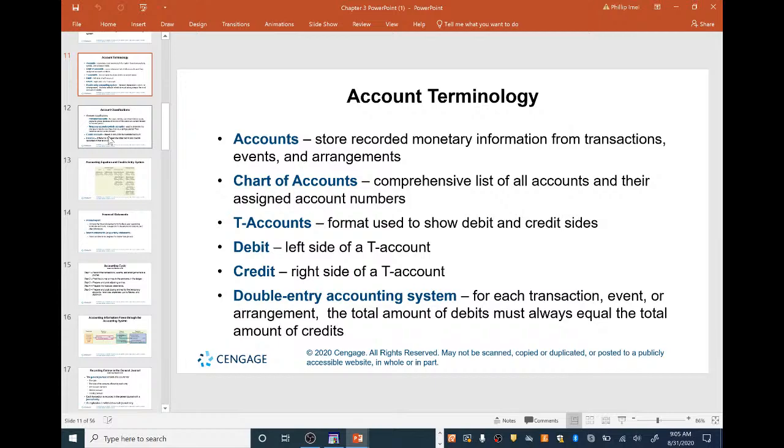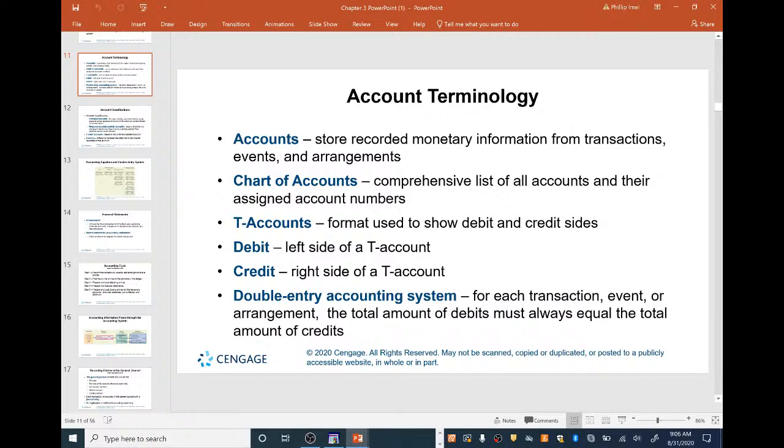Next is T accounts. This is a format used to show debit and credit sides. I'm sure everyone is familiar with the T account. It looks exactly like what it says: you draw a T. Above the T goes the actual account, whether it's cash, accounts receivable, inventories, prepaids, whatever it might be. Then the left side of the T account is the debit. The right side of the T account is the credit side. So at the top you'll have the name of the account you're analyzing, then the debit on the left and the credit on the right.